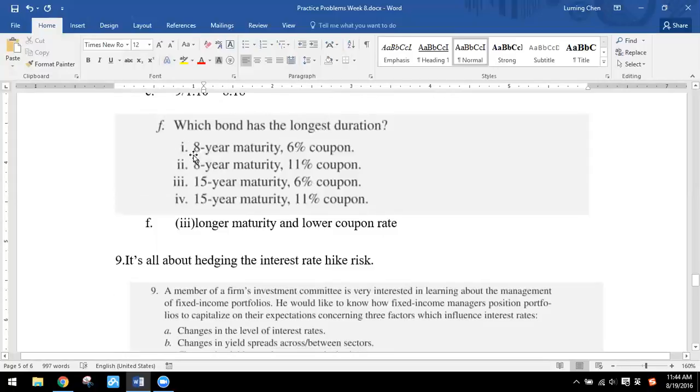F, which bond has the longest duration? Well, this is a classical question. If you have longer maturity and lower coupon payment, you have a longer duration. So the correct answer should be C.